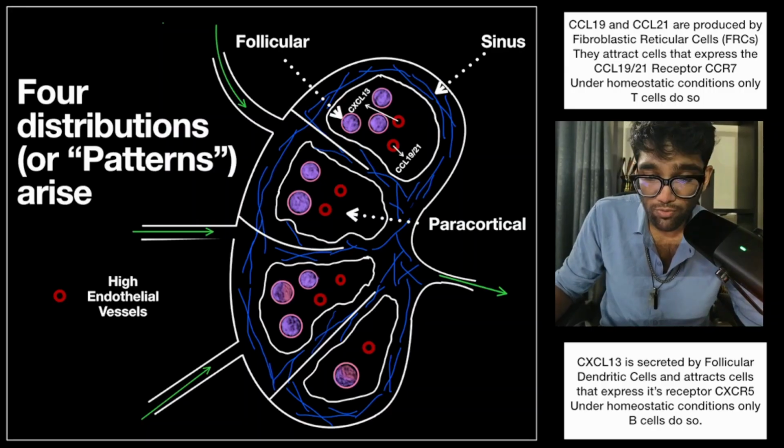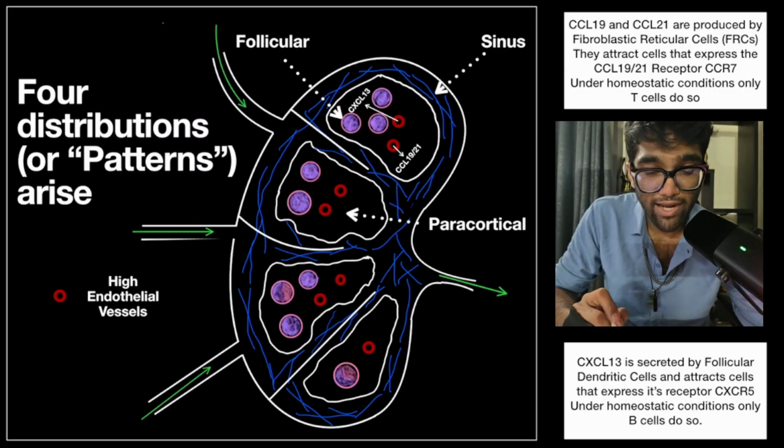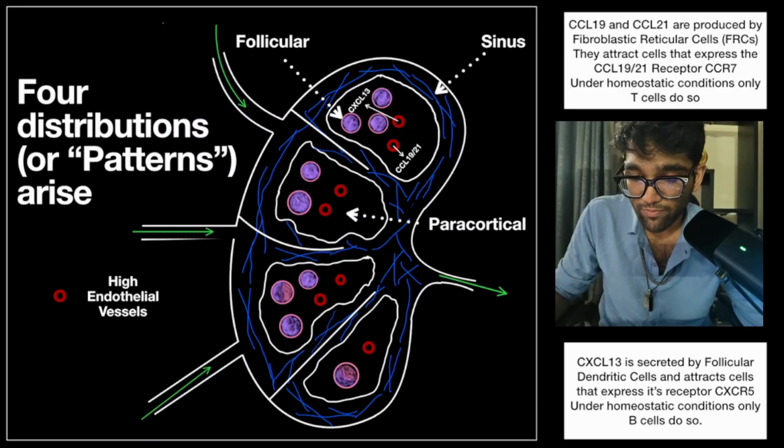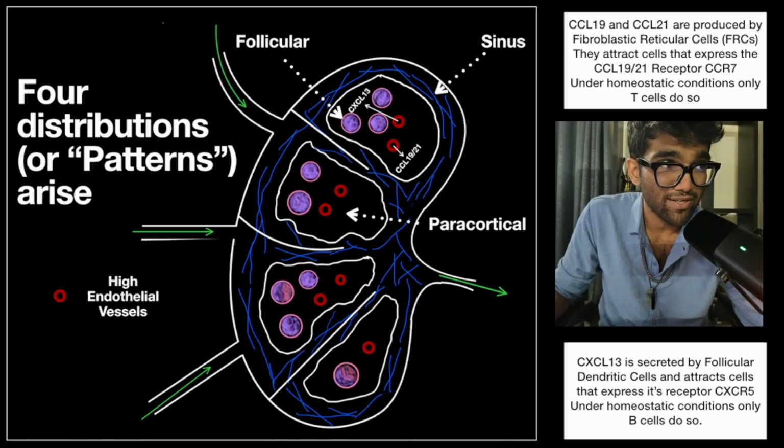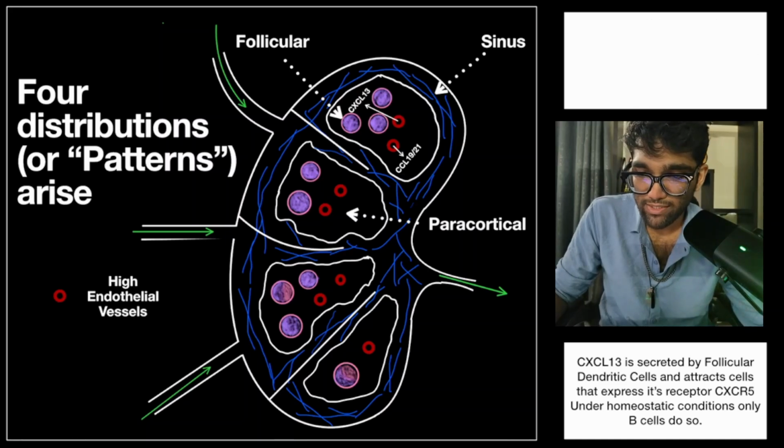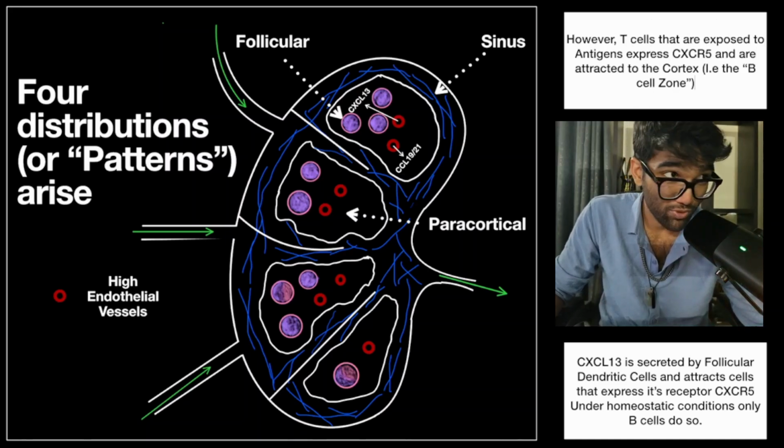Okay. So, B cells go towards the cortex and T cells go towards the paracortex. So, rather reductively, this is understood as, the cortex contains B cells and the paracortex contains T cells. But there is more to this story. So, we'll see what is more to this story.